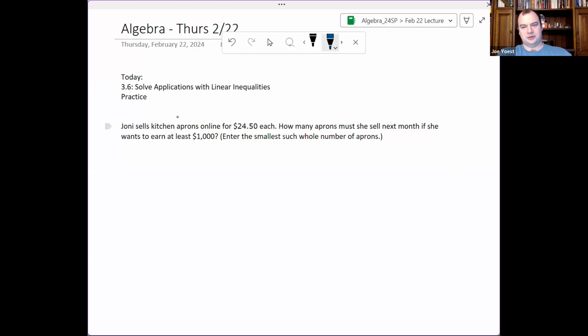Okay, so let's look at this first example. So here, Johnny sells kitchen aprons online for $24.50 each. How many aprons must she sell next month if she wants to earn at least $1,000?